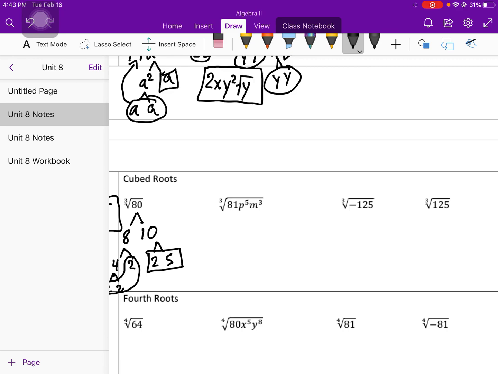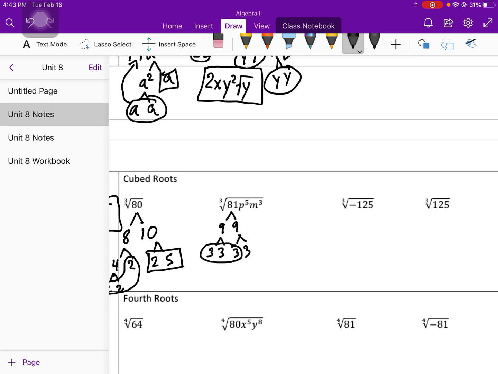All right, let's keep going here. Now the cubed root of 81 p to the 5th m cubed. 81 we could break up into 9 and 9. 9 breaks down into 3, 3, 3, 3. So we have 3 3s that we're going to be able to pull out.